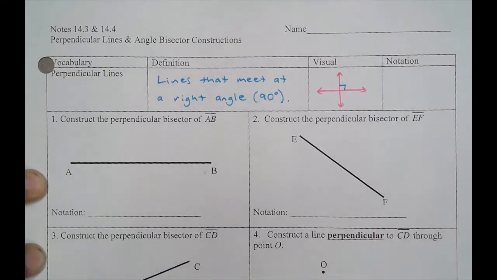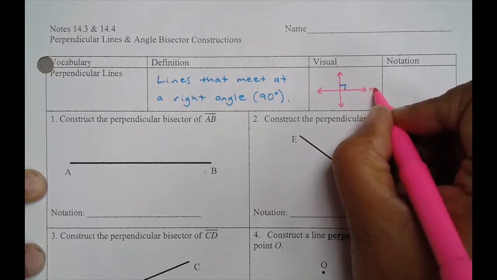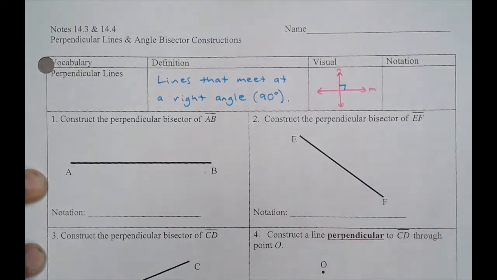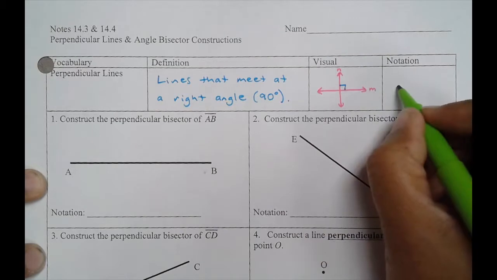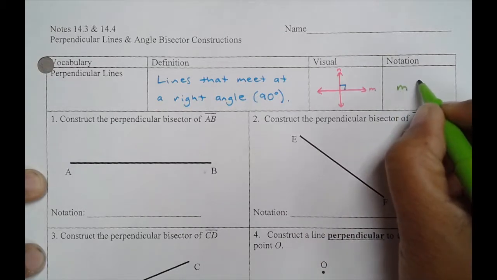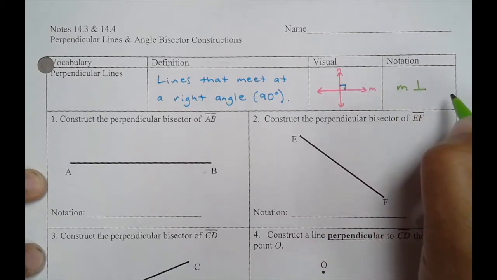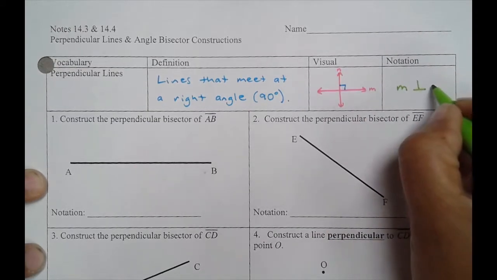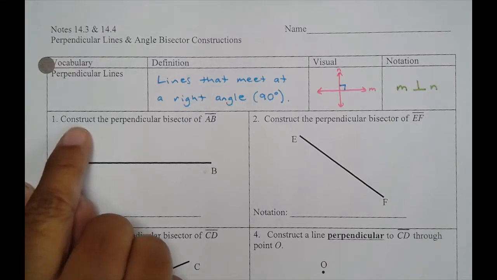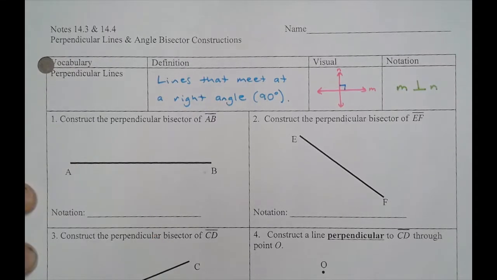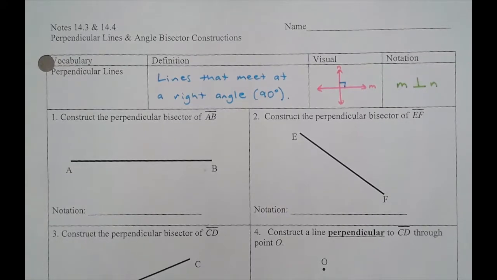So let's go ahead and name these two lines. Let's say this is line M and this is line N. So the way we can write that these are actually perpendicular is to say line M is perpendicular, and that shortcut is an upside down T, to line N. Okay. All right, now we're going to go ahead and construct. Whenever you see that word construct, you are actually going to be using the tools. You're not going to be just eyeballing it and drawing a line.